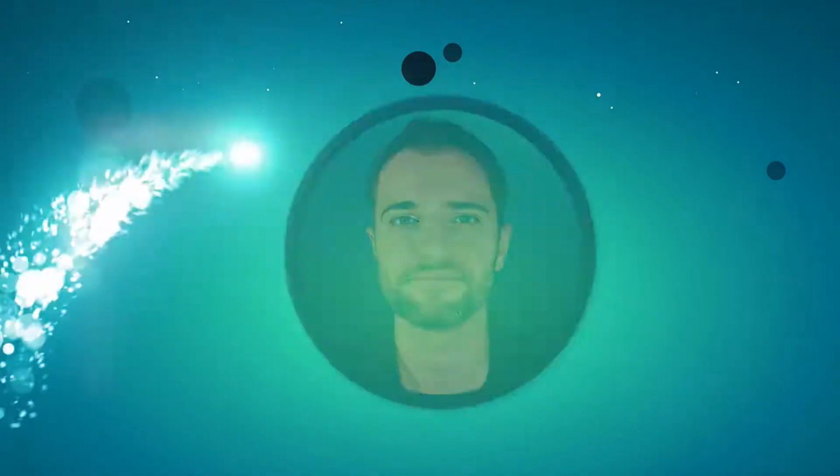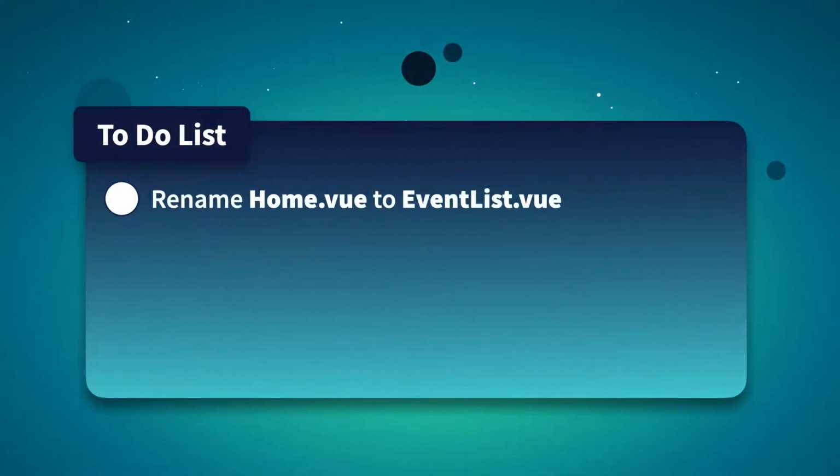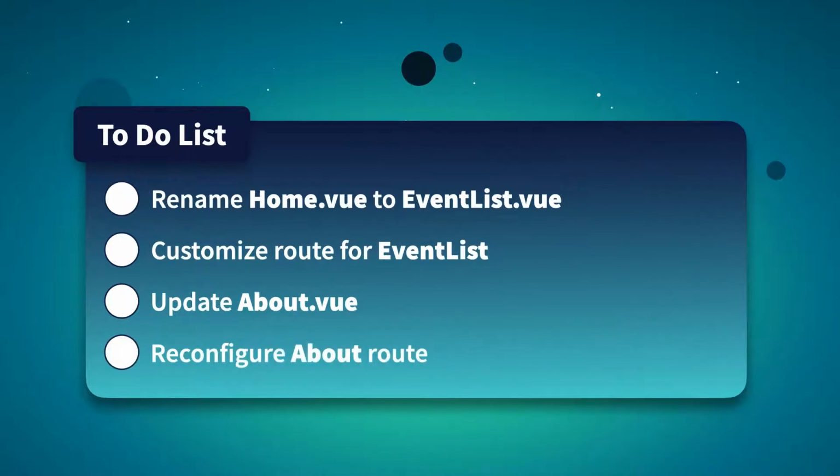Now that we're starting to get a grasp of how to use Vue Router, we're going to make some customizations to our app's routes. Our to-do list for this section includes renaming Home.vue to EventList.vue. We'll then customize the route for EventList. Then we'll update the About file and reconfigure the About route.